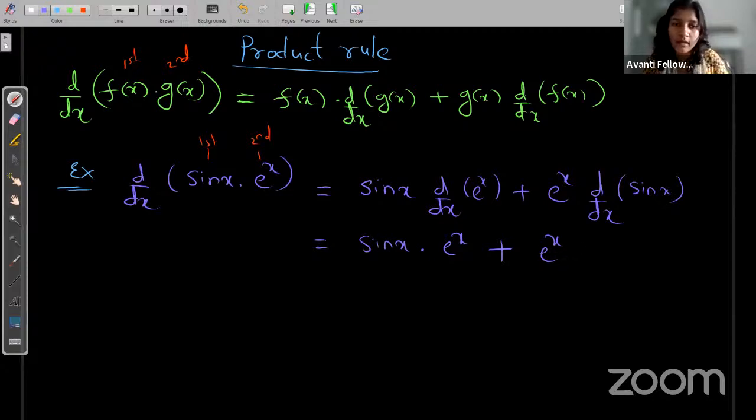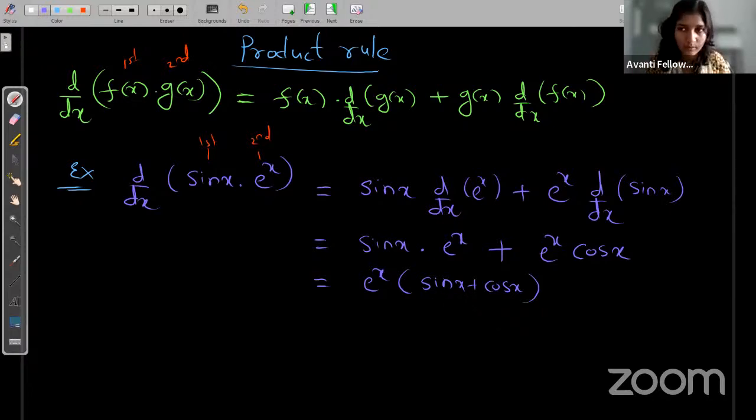So differentiation of sin x is nothing but cos x, okay? Now I can take e raised to x common here, right? So if I take e raised to x common, I will end up with sin x plus cos x, fine? So this is the differentiation of sin x into e raised to x. So is it clear to you all? Any doubt in this problem? If you have any doubt, please text in the chat box, okay? Okay, if there is no doubt, we'll move ahead with the next part.